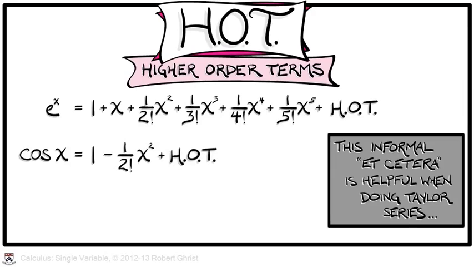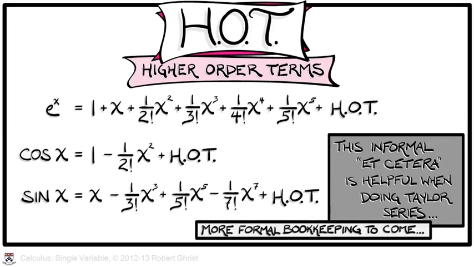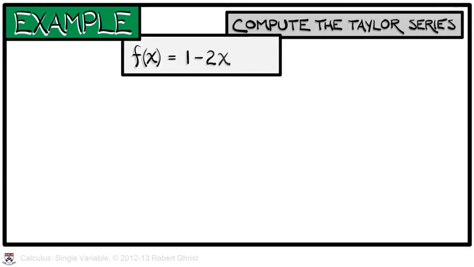For example, you might say that cosine of x is 1 minus x squared over 2 plus higher order terms. We could say that sine of x is x plus higher order terms, or x minus x cubed over 3 factorial plus HOT. We could stop whenever we feel like. That's a convenient thing to do when performing computations on Taylor series. We'll use a more formal bookkeeping mechanism soon. Let's look at this in the context of a simple example: 1 minus 2x times e to the sine of x squared.